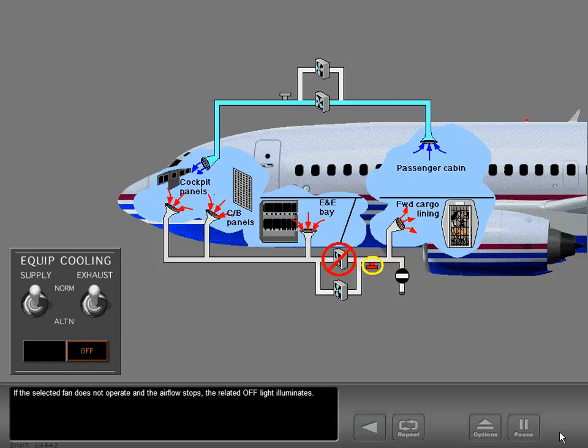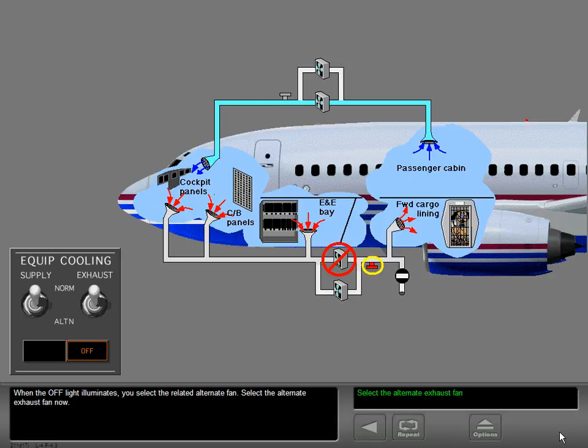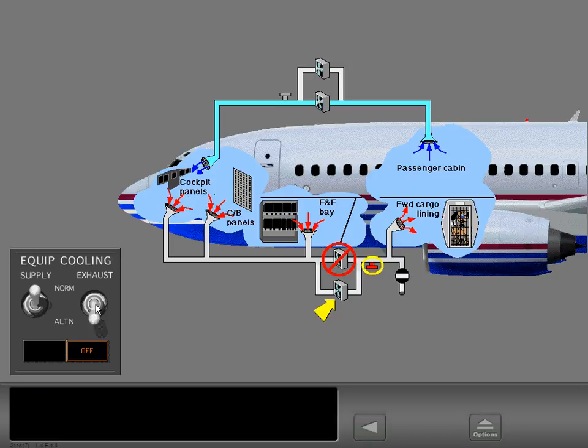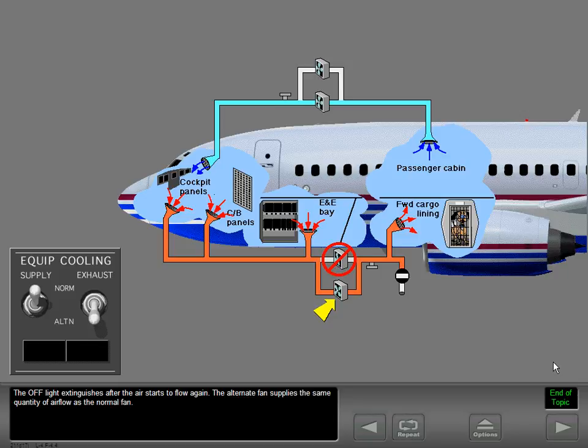If the selected fan does not operate and the airflow stops, the related off light illuminates. When the off light illuminates, you select the related alternate fan. Select the alternate exhaust fan now. The off light extinguishes after the air starts to flow again. The alternate fan supplies the same quantity of airflow as the normal fan.